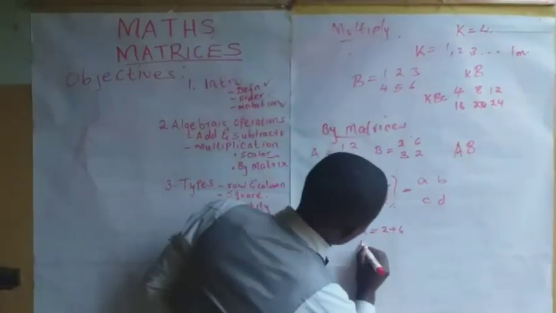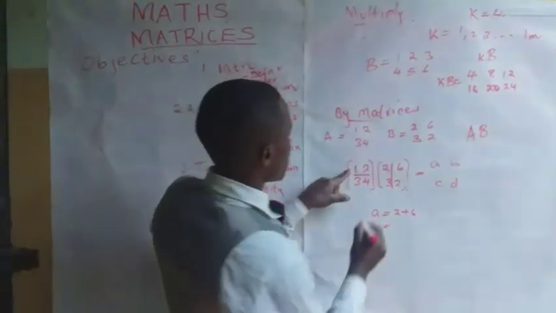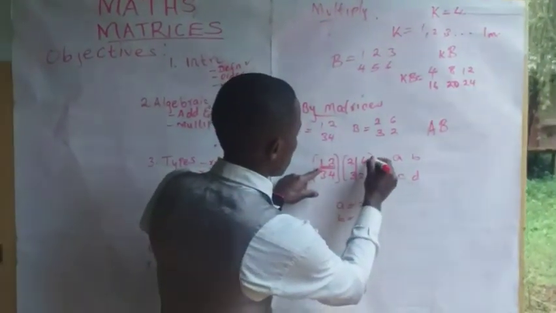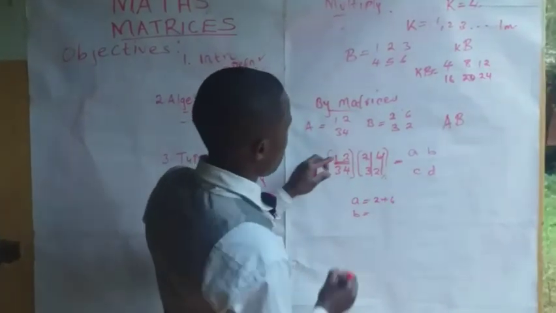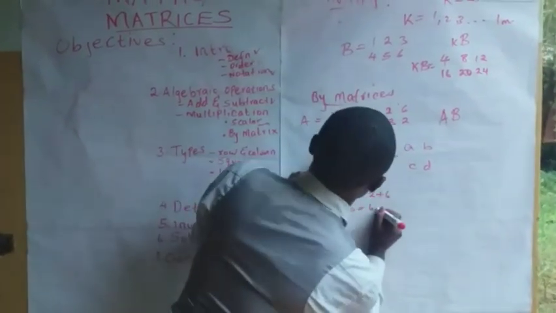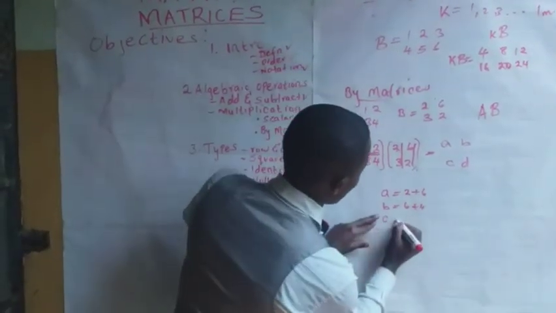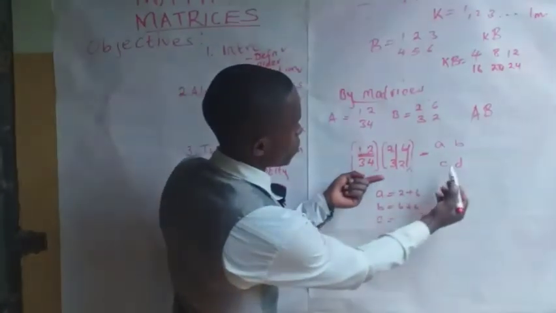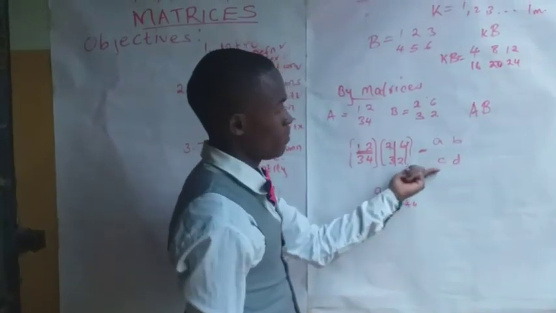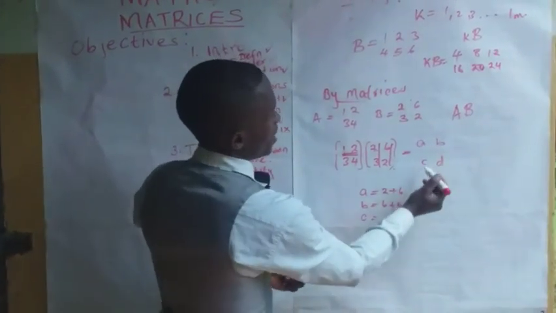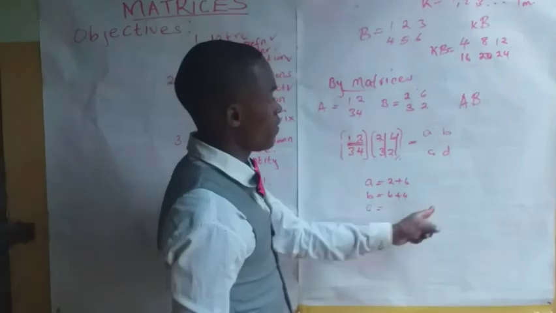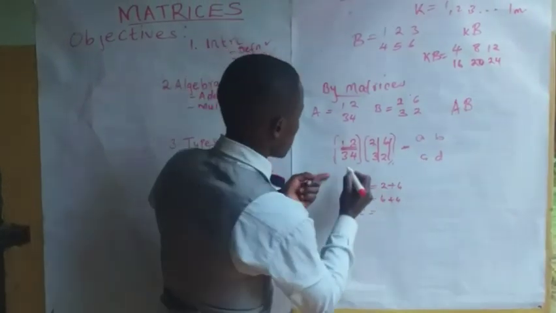To get element B, I take the first row and multiply by the second column. 1 times 6 is 6, plus 2 times 2 is 4. Then to get element C, because C is on the second row and the first column, I'll take the second row and the first column.